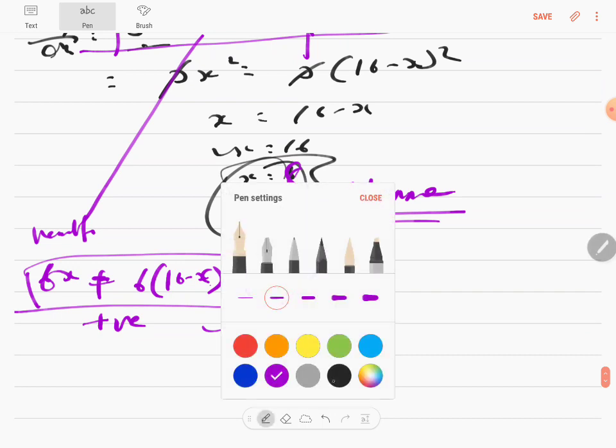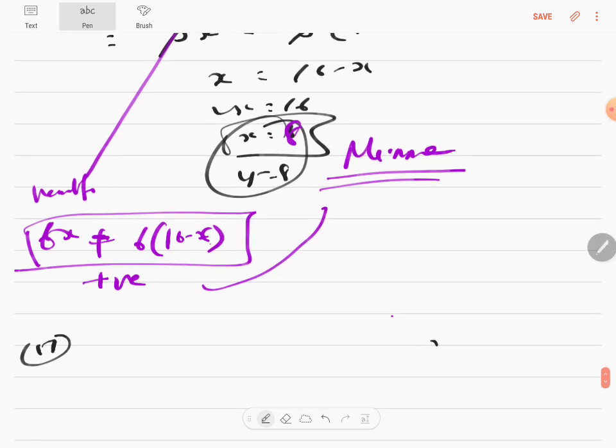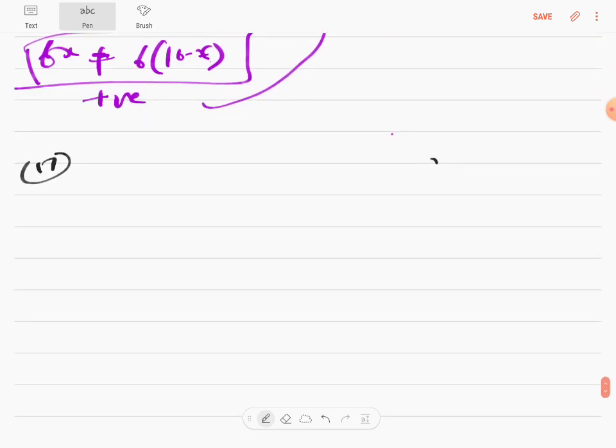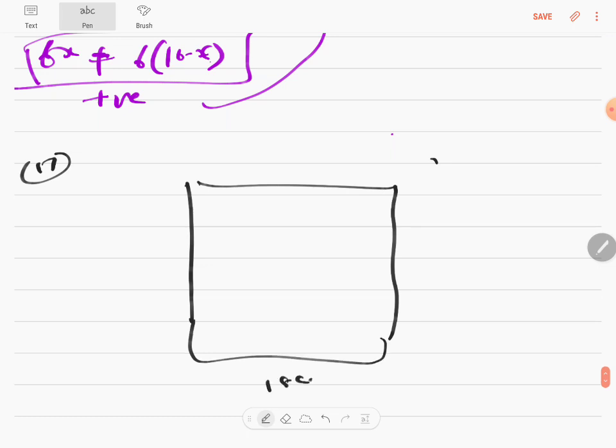17th question. A square piece of tin of side 18 centimeter. Look at this. Take a square piece of cardboard sheet whose side is 18 centimeter. Every side is 18 centimeter. It is to be made into a box by cutting small squares at the corners. I'm going to cut a small square here, here, here and here, whose dimensions I don't know. It's a square, so I'm keeping it as x and x. I'm going to cut the x piece and then fold it.